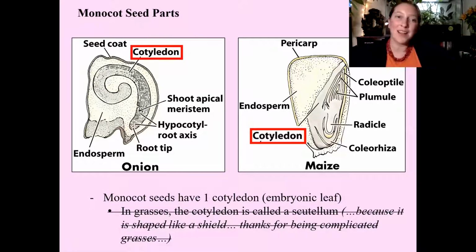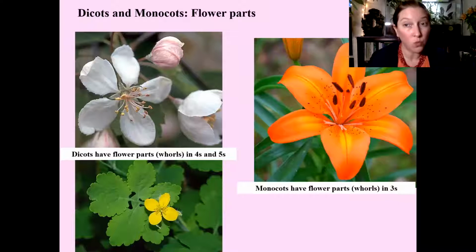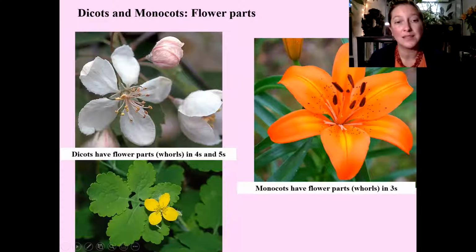So monocots have just one cotyledon. Monocot, one cotyledon, right? Dicots have two. All right, so that's one difference between monocot and dicot seeds. Now we'll see difference in their flowers. So dicot flowers have flower parts or whorls in 4s and 5s and multiples of 4s and 5s.